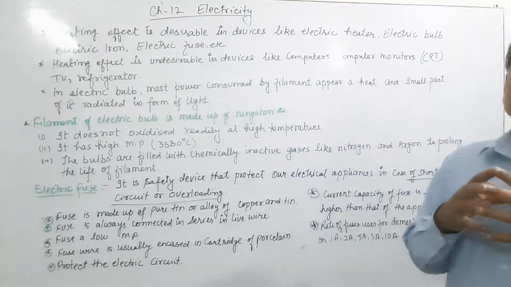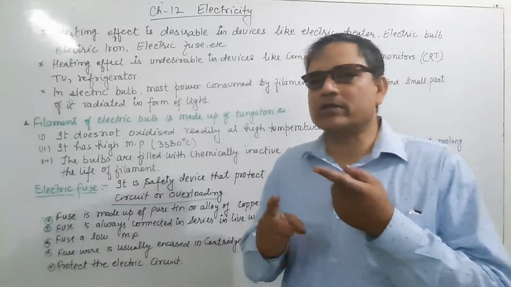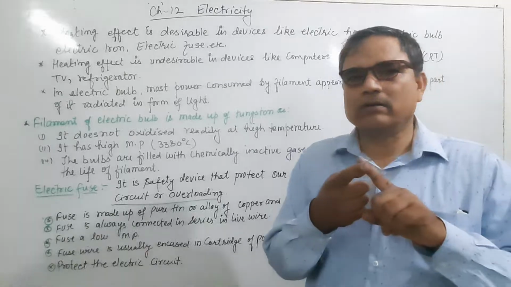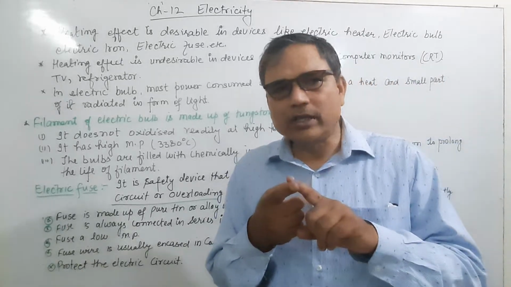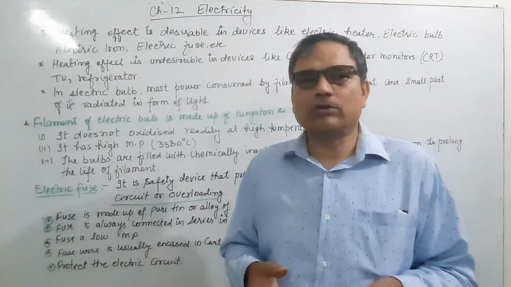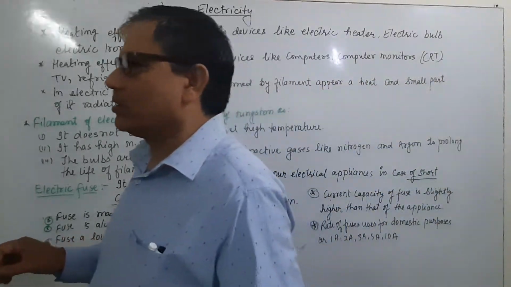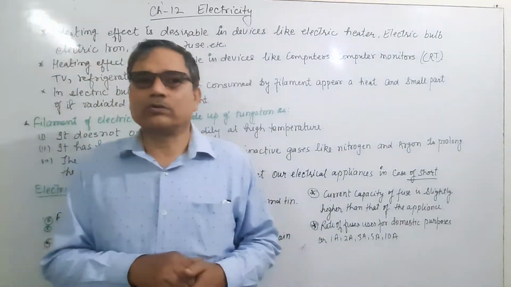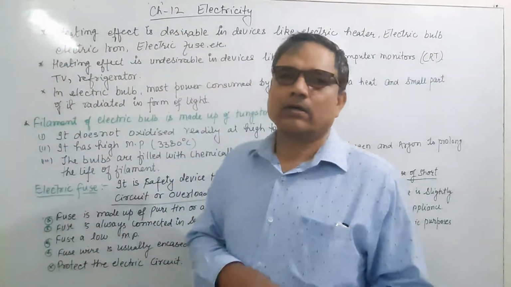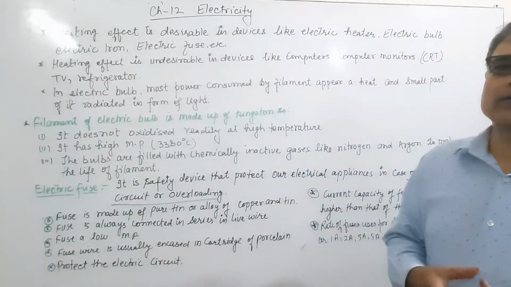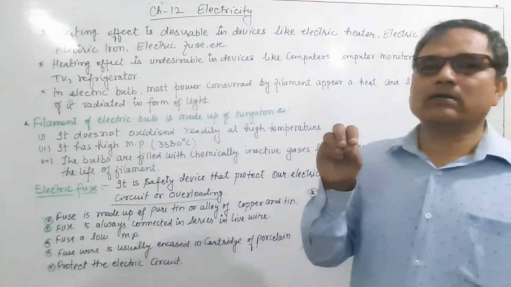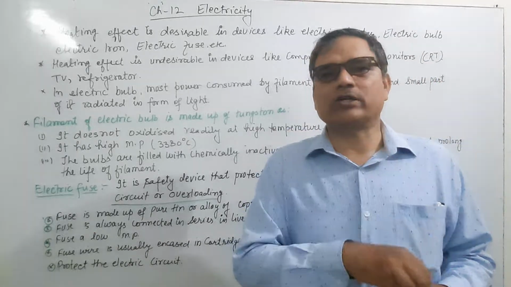And this prevents short circuit. What is the meaning of short circuit? When the live wire and neutral wire touch each other, it causes a short circuit. Overloading means when we use three or more switches or appliances in a single socket, then it may cause overloading. Therefore we use the electric fuse because it prevents short circuit.